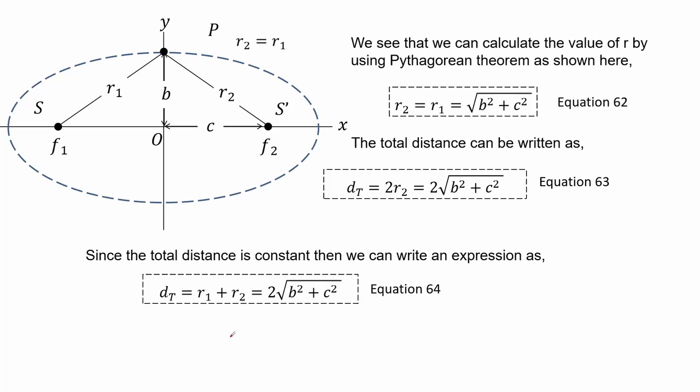From the figure, we see that we can calculate the value of r by using the Pythagorean theorem as shown in equation 62. The total distance r is given by the square root of the sum of the squares of b and c, as shown in equation 63. Since the total distance is constant, we can write an expression for that sum as twice the square root of the sum of the squares of b and c, shown in equation 64.